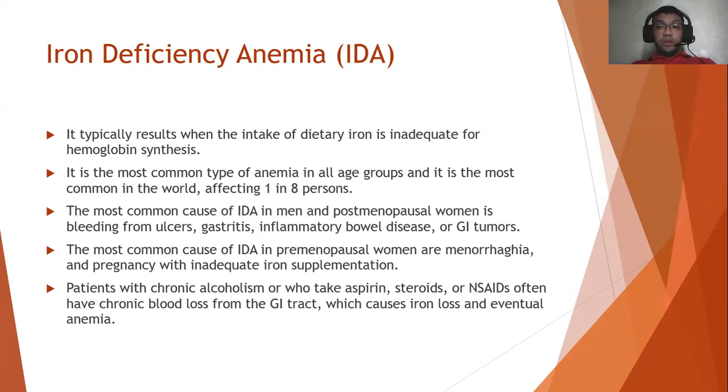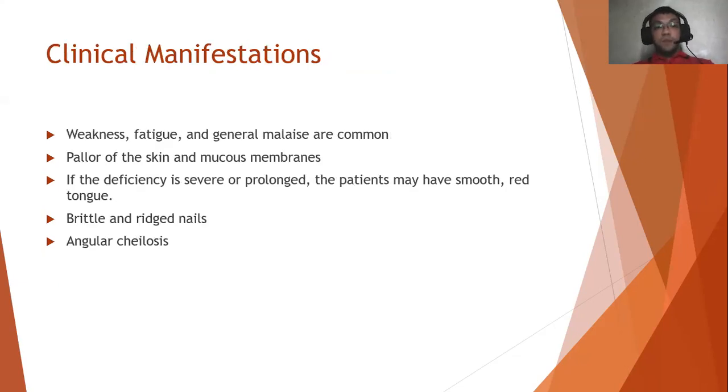Or those who are chronic alcoholics, patients with chronic alcoholism or who take or abuse aspirin, steroids, or NSAIDs often have chronic blood loss from the GI tract, which will eventually lead to iron loss and eventual anemia.